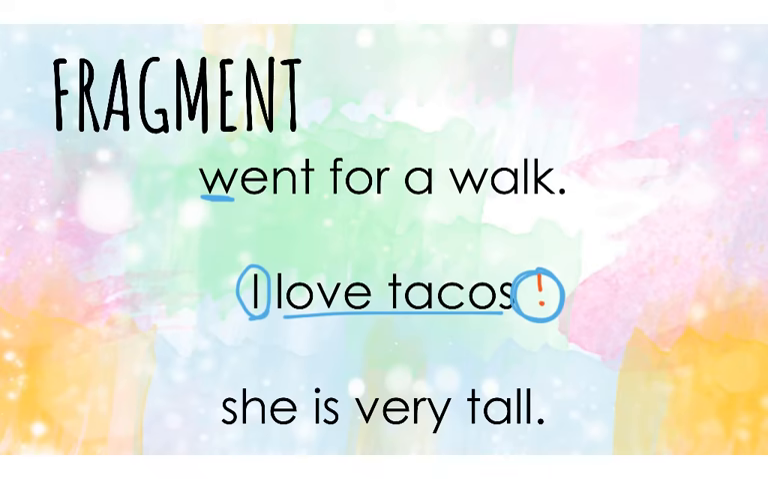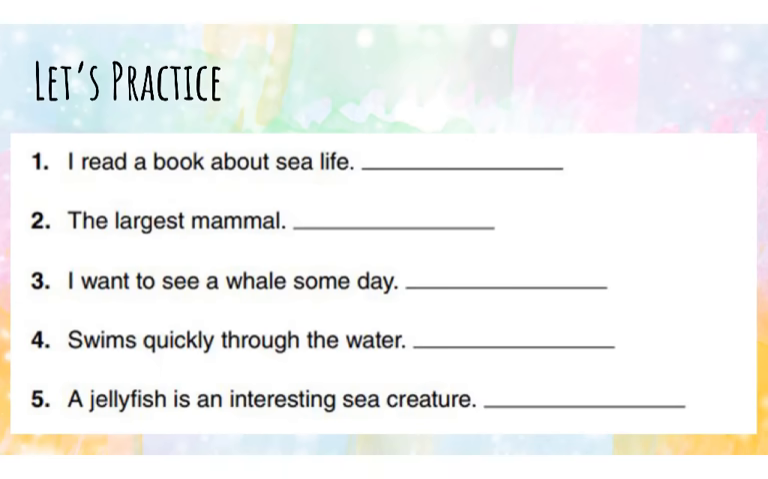Number 3, she is very tall. What's missing in this sentence? It has a subject and it has a predicate, but what it doesn't have is a capital letter. Let's practice deciding whether something is a sentence or a fragment now.